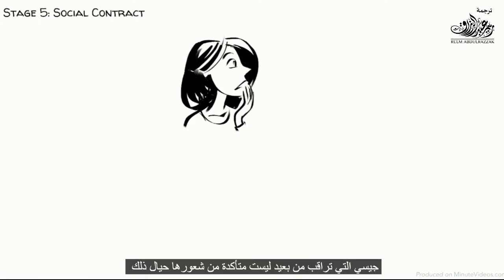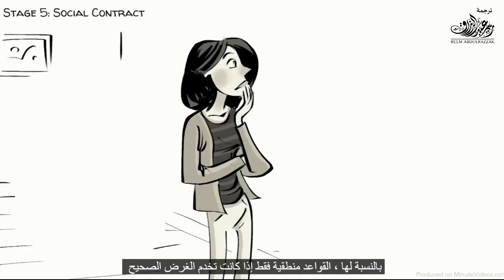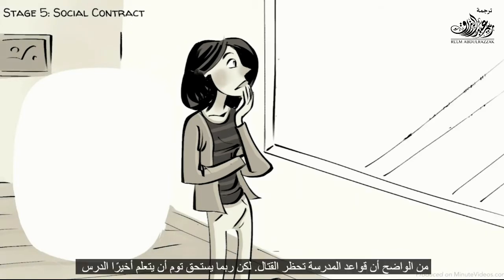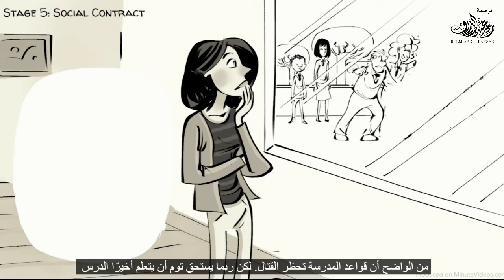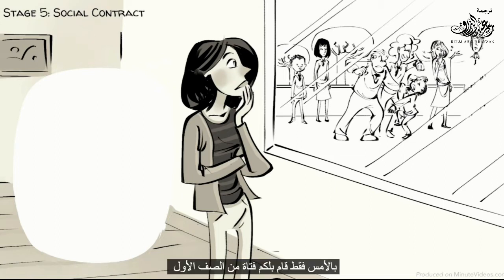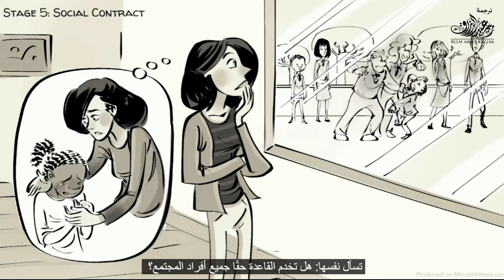At stage 5, we understand rules as a social contract, as opposed to a strict order. Jessie, who watches from afar, is not sure how she feels about this. To her, rules make sense only if they serve the right purpose. Obviously, the school rules prohibit fighting, but maybe Tom deserves to finally learn his lesson. Just yesterday, he punched a young girl from grade 1. She asks herself, does a rule truly serve all members of the community?